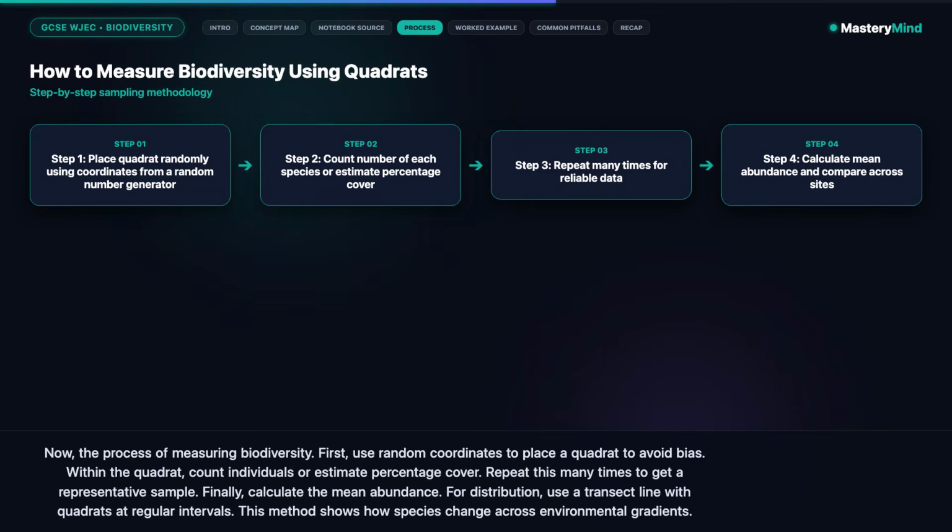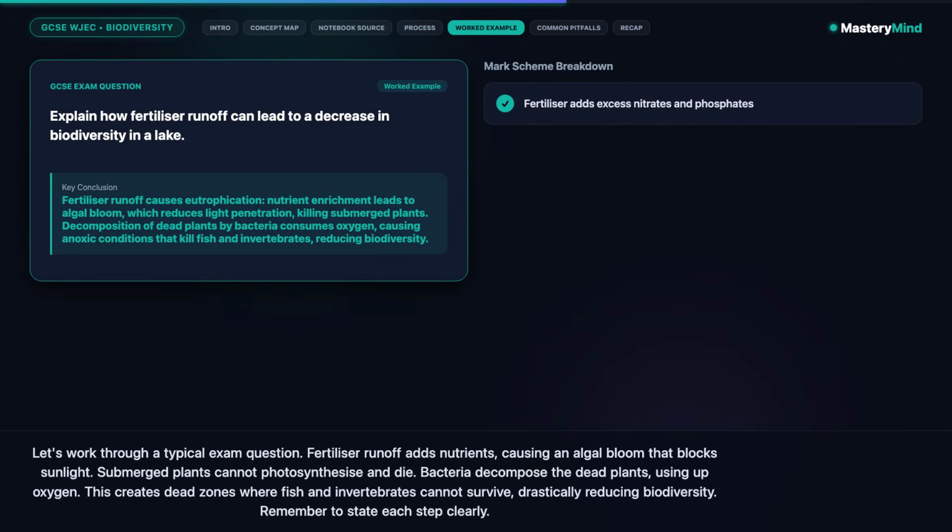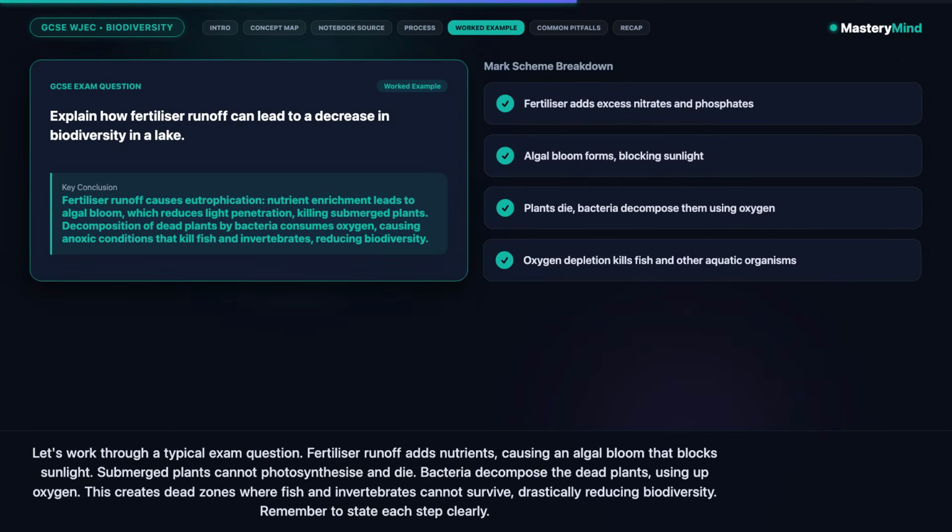Let's work through a typical exam question. Fertilizer runoff adds nutrients, causing an algal bloom that blocks sunlight. Submerged plants cannot photosynthesize and die. Bacteria decompose the dead plants, using up oxygen. This creates dead zones where fish and invertebrates cannot survive, drastically reducing biodiversity. Remember to state each step clearly.